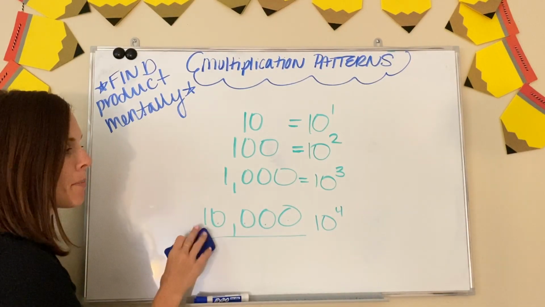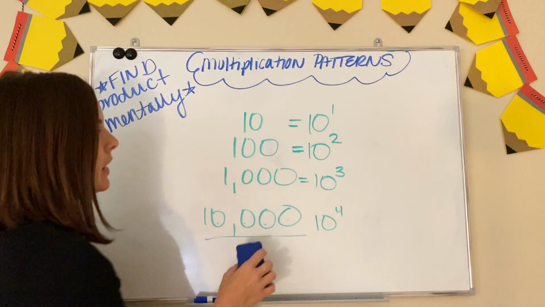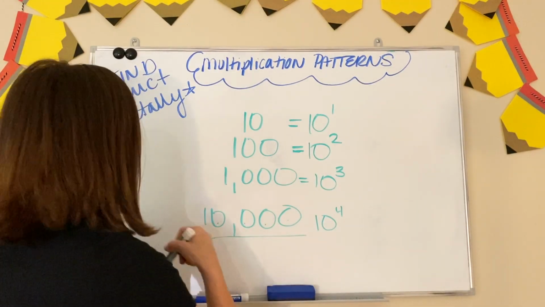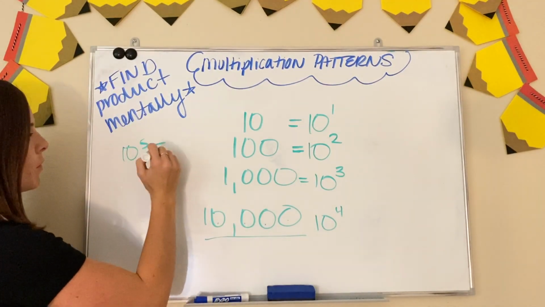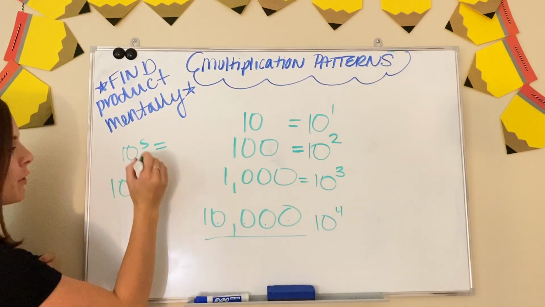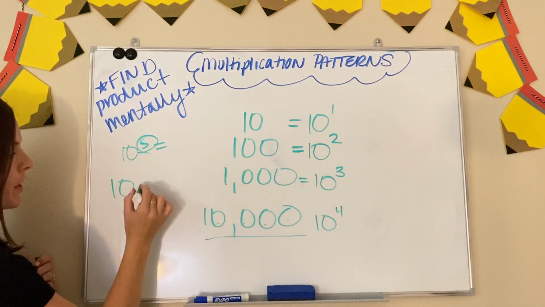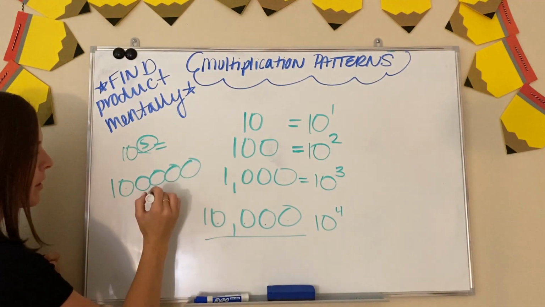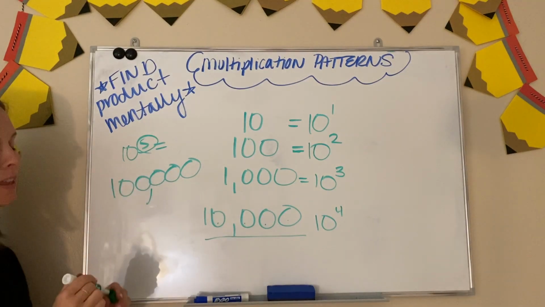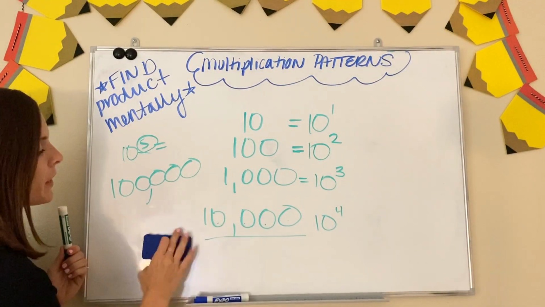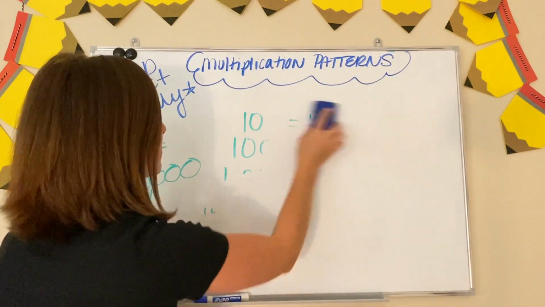So again, working with powers of 10 is very fun. I can go backwards. I can say, what would 10 to the fifth be? Well, it would be 10, and there should be 5 zeros. So I have 1, 2, 3, 4, 5. So that would equal 100,000. Let's go ahead now and solve what your book might be asking you.